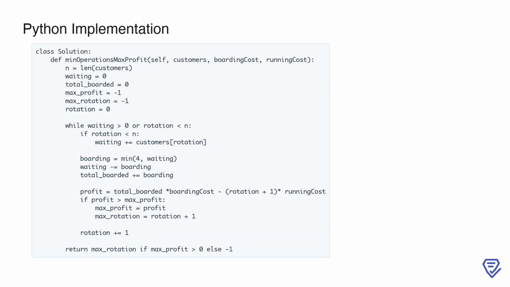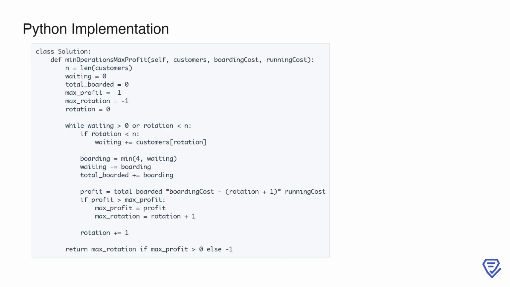The provided Python solution efficiently calculates the maximum profit from operating the Centennial wheel. First, the inputs include the customers list, which represents the number of customers arriving per time unit, and the costs for boarding and running the wheel. The function initializes variables to track waiting customers, total boarded customers, maximum profit, and the corresponding rotation at which maximum profit occurs. The loop continues until there are no customers waiting and all time units from the customers list are processed.